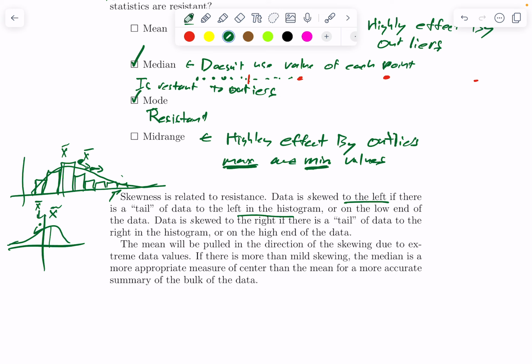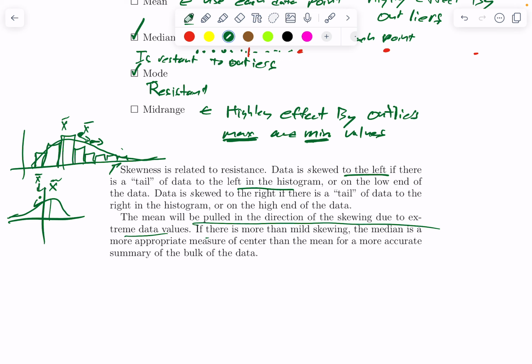All right. Let's see. The mean will be pulled in the direction of the skewing due to extreme data values, due to its lack of resistance. If there's a more mild skew, the mean is fine. If there is more than mild skewing, if it's highly skewed, then the median is going to be a more appropriate measure of the center than the mean for a more accurate summary of the bulk of the data. Okay, and that concludes sections 2.5 and 2.6.